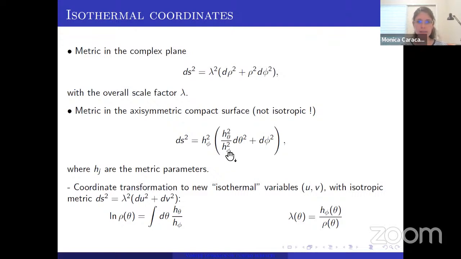Beta here is the metric of the surface, the metric parameter. And you already see here that it's not an isotropic metric. Our goal is to go to an isothermal one, which has the same coefficient for the variation. Well, how can we then connect these two?